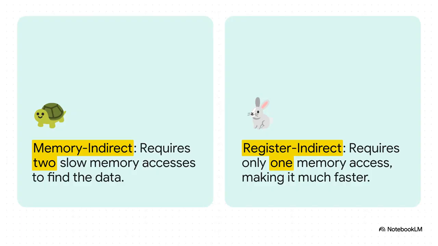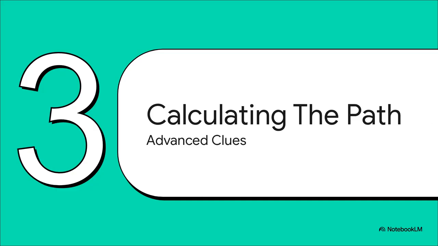And this is such a brilliant way to see the performance boost. Normally, if you had to look up an address in memory to find another address, that's 2 slow trips to main memory. One to get the address, the second to get the data. But by putting that first address in a super fast register, we completely eliminate one of those slow trips. It's a huge win.